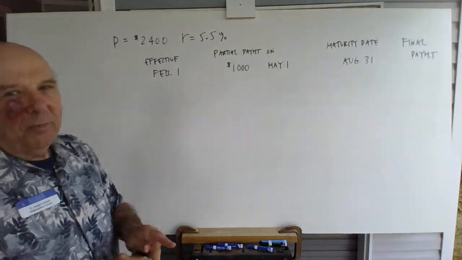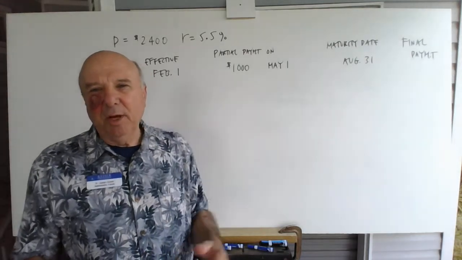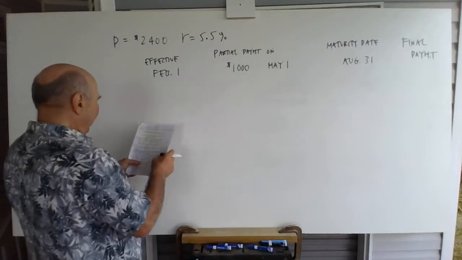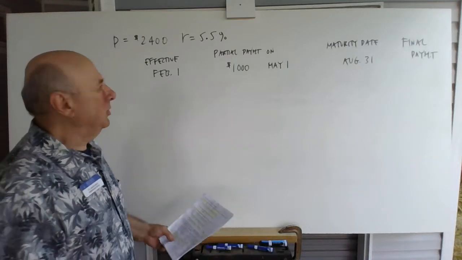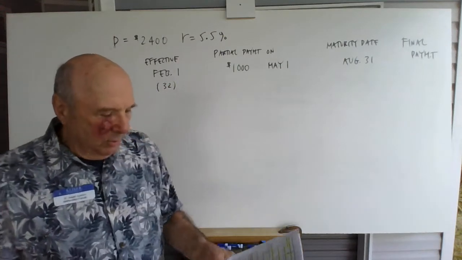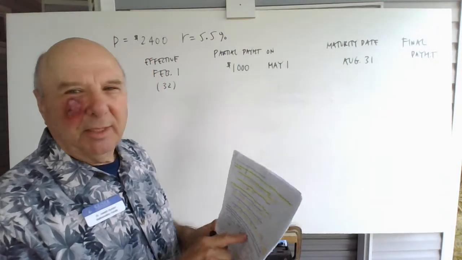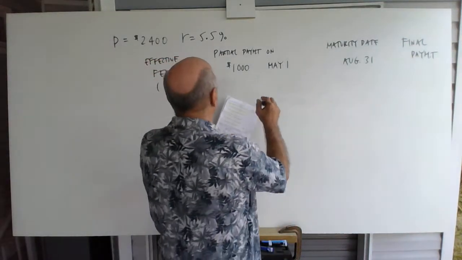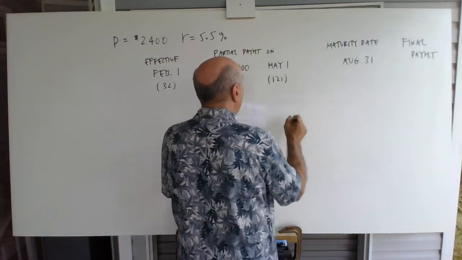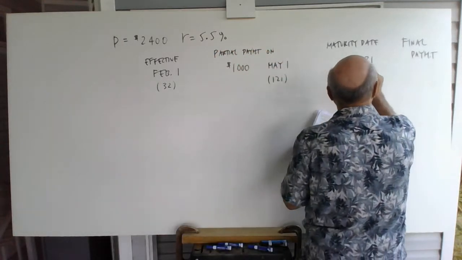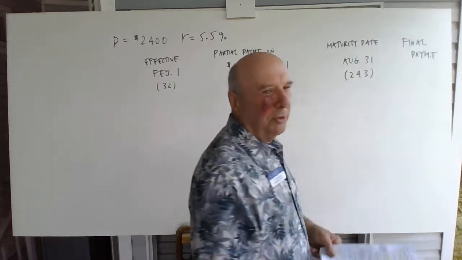Okay, so the first thing I like to do with these is to get the numbers for the days. So I look it up. February 1st is day 32. And it says right up here, not a leap year, so that's out of the question. May 1st is 121, and August 31st is 243. So those are the days of the year.